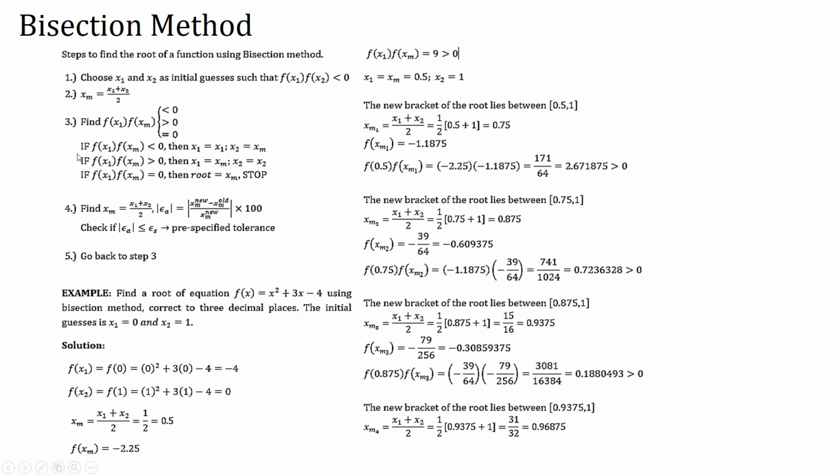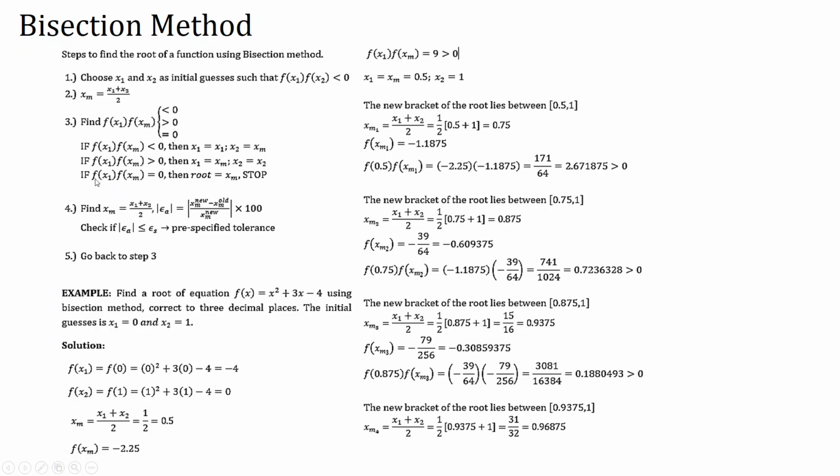This is the case of evaluating f of x1 and f of xm. If f of x1 multiplied by f of xm is less than 0, then x1 stays x1 and x2 is equal to xm. This is our new interval based on the initial guesses of x1 and x2. In the second case, if f of x1 multiplied by f of xm is greater than 0, then x1 is equal to xm and x2 stays x2.